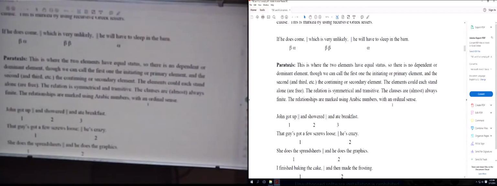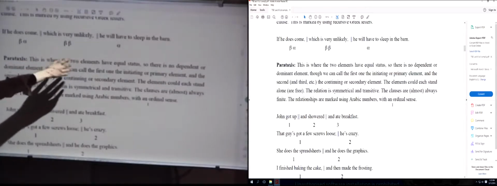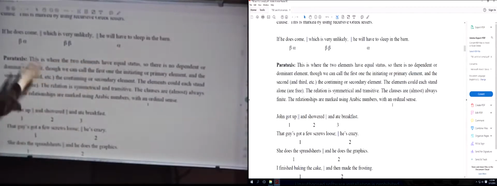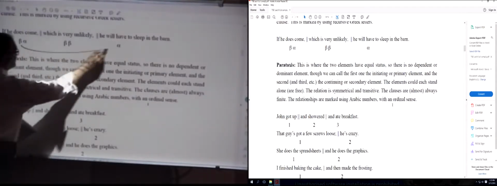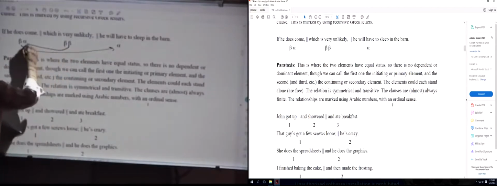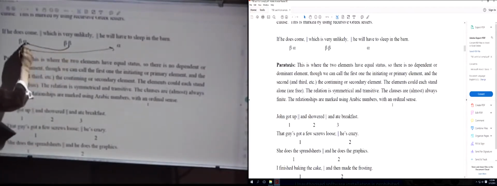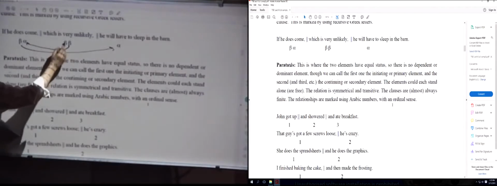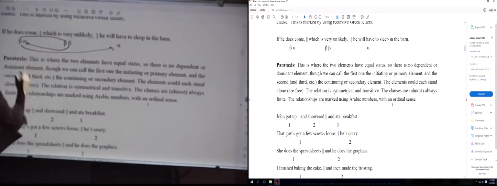So here's a simple one: if he does come, which is very unlikely, he will have to sleep in the barn. So this is the main clause, and then you have these two subordinate clauses, which together are actually modifying that, but this one is modified by this one. So you could say this one is modifying this, and then this one is modifying this. So this beta represents the beta to this one, and this beta is the same as this beta. So it just means these two are linked together.